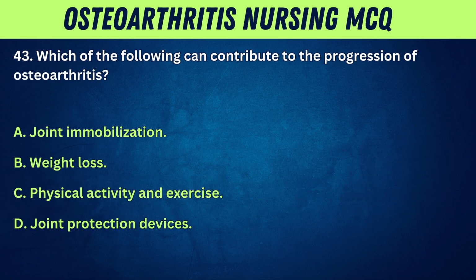43. Which of the following can contribute to the progression of osteoarthritis? A. Joint immobilization. B. Weight loss. C. Physical activity and exercise. D.